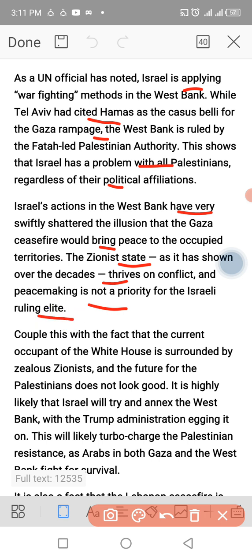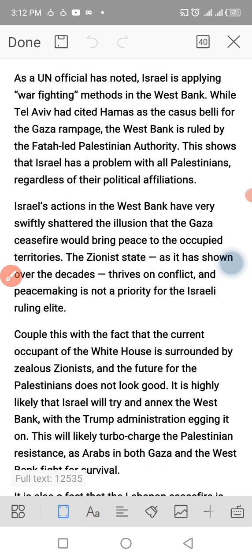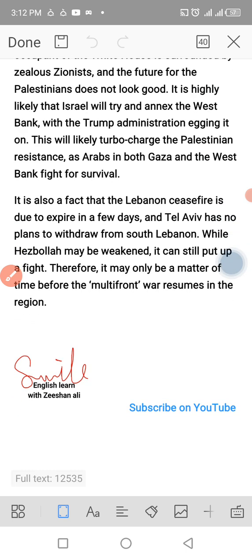Couple this with the fact that the current occupant of the White House is surrounded by zealous Zionists and the future of the Palestinians does not look good. It is highly likely that Israel will try to annex the West Bank with the Trump administration egging it on. This will likely turbocharge the Palestinian resistance as Arabs in both Gaza and the West Bank fight for survival.